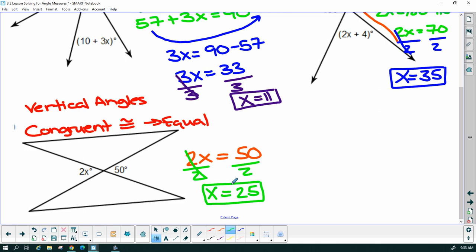And none of these answers are degrees. This is what x is equal to. If I want to know in degrees what the angles are equal to, I can plug x back in. So for example, I can plug in 11 right here to figure out what this angle makes. I could plug in 35 right here to figure out what this angle makes. When I plug 25 in for x in this one, I should know this angle should make 50 degrees since that one already is. But this is a unique scenario where the two angles are equal.